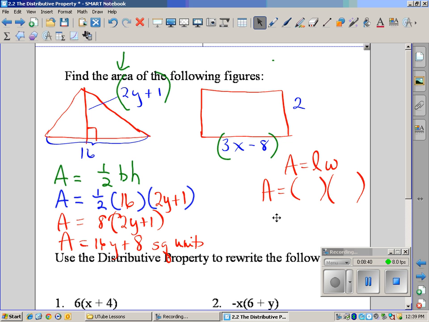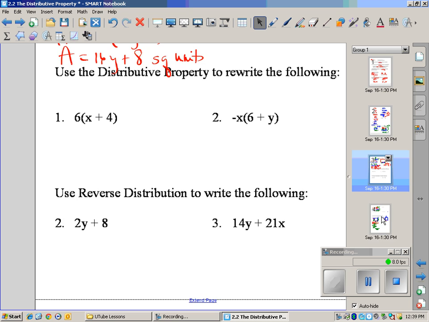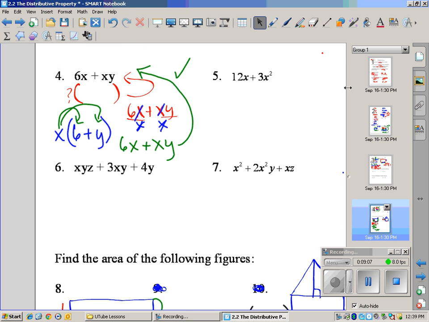I'm going to let you guys finish the second figure. Please be sure your parentheses are around the 3x minus 8. Write your formula, as I have done for you. Write your shell. These are the places you are going to substitute in the dimensions we've been given. And then do your distribution. I've left some blanks here that we're not working on in this video that you're going to work on your own. And when you come back to class, we'll figure it out.